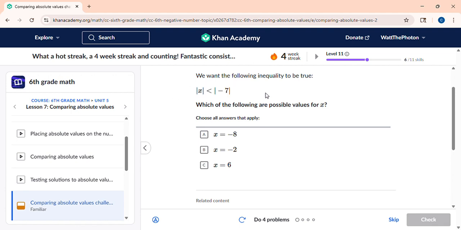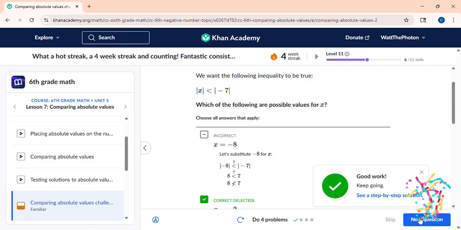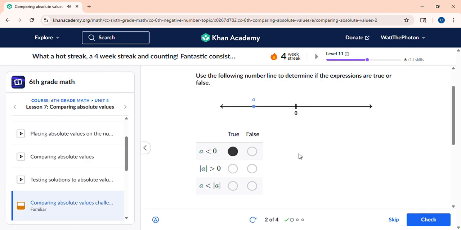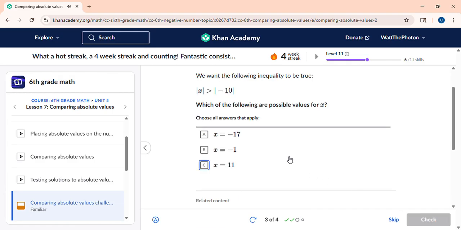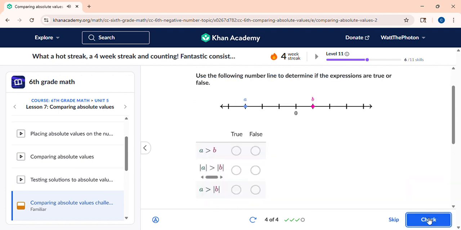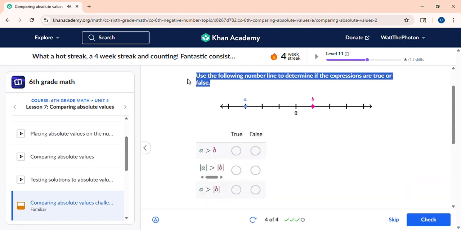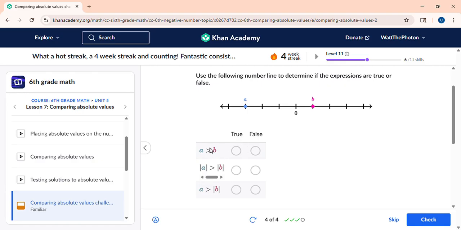X is greater than the absolute value of -7. Which is a possible value for x? Which of the following determines if the expression is true or false? I think this is the first time I got a question wrong at the end of the unit check. The absolute value of A is greater than the absolute value of B.